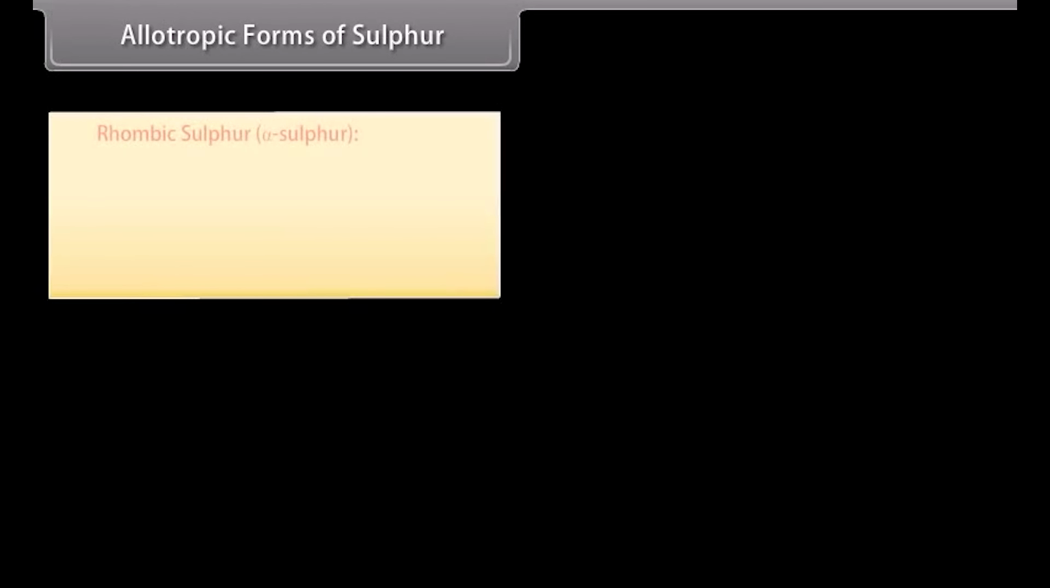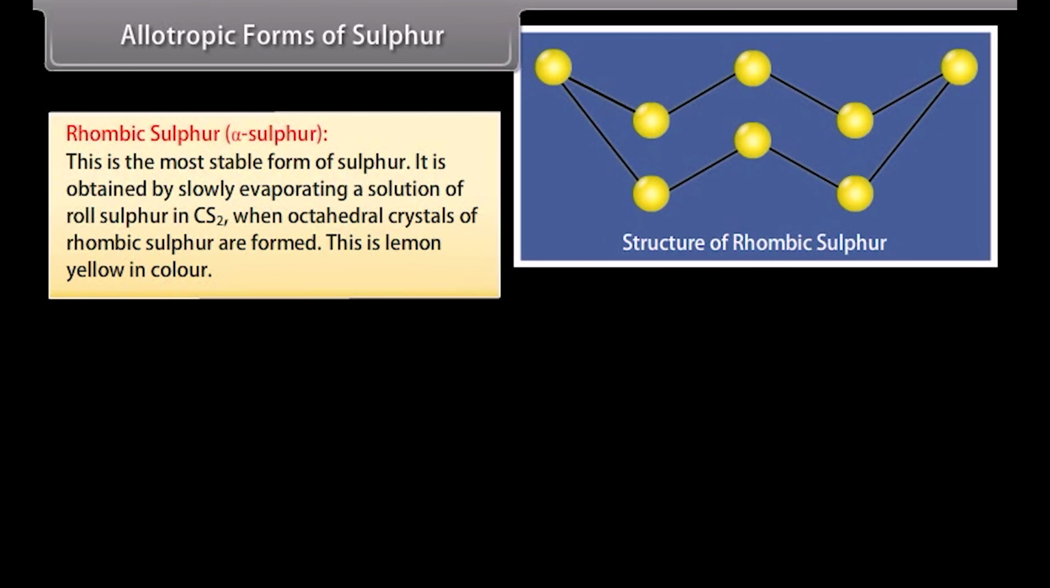Allotropic forms of sulphur. Rhombic sulphur. This is the most stable form of sulphur. It is obtained by slowly evaporating a solution of roll sulphur in CS2, when octahedral crystals of rhombic sulphur are formed. This is lemon yellow in color.